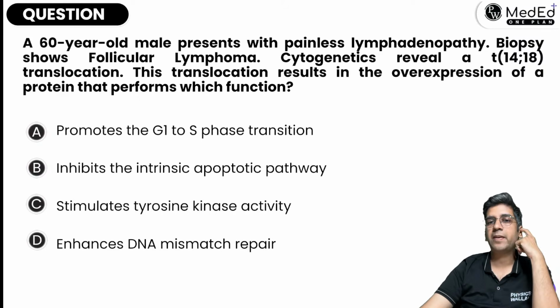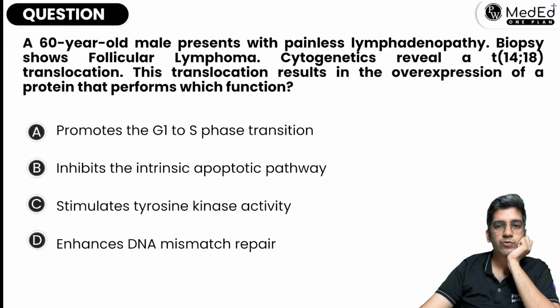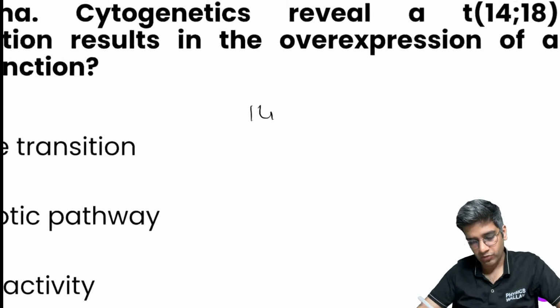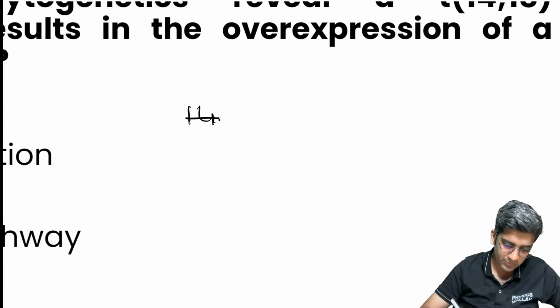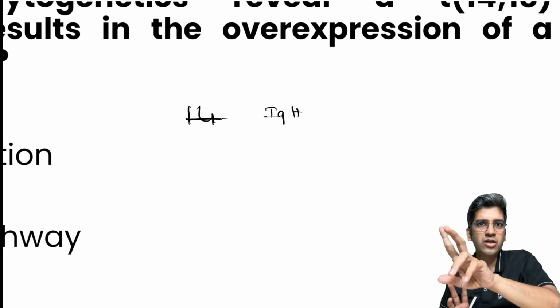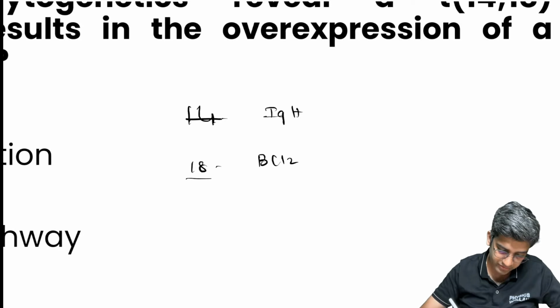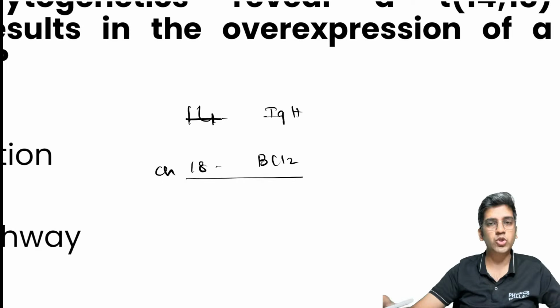60-year-old presents with painless lymphadenopathy. Biopsy shows follicular lymphoma. Cytogenetics reveals 14;18 translocation. This results in overexpression of which of the following proteins? Chromosome 14, like I said before, is common in every lymphoma which has the immunoglobulin heavy chain. It's not a contributing factor at all. It's the translocation, that's all, right? Chromosome 18, on the other hand, has BCL2. This chromosome number was asked before, so do remember.